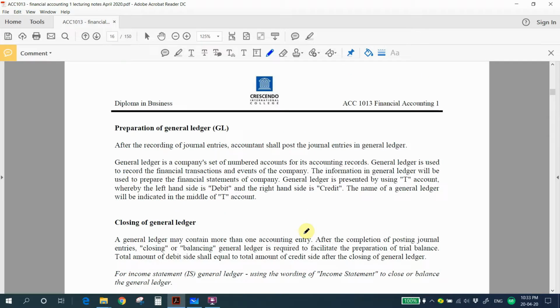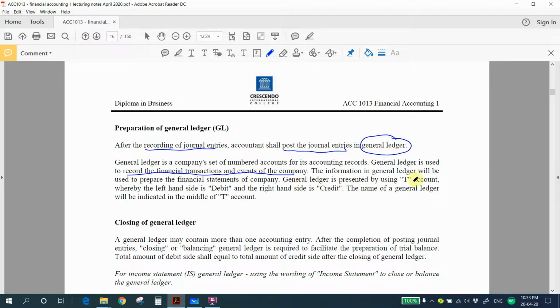Preparation of general ledger. After you record the journal entry, the next thing that you should do is post the journal entry into the general ledger. So what is general ledger? General ledger is a company's set of numbered accounts for its accounting records. General ledger is used to record the financial transactions and events of the company. So the information in the general ledger will be used to prepare the financial statements of the company.